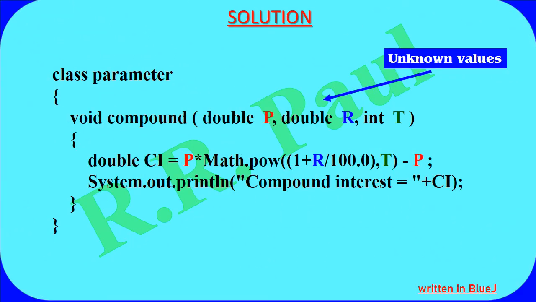The name of the function is compound. The parameters are double type P, double type R, and int type T. Just notice one thing, that when we declare the variables as parameters, we have to give their data types individually. You cannot combine and write double type P, R. It has to be double type P, double type R. And then these values are used in the formula, and hence compound interest is calculated and printed.